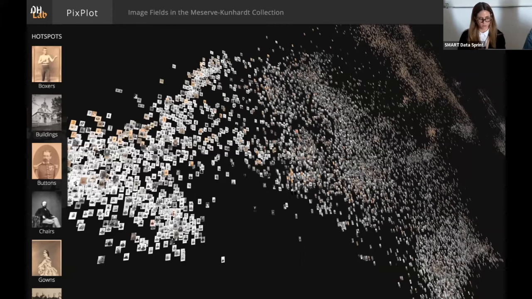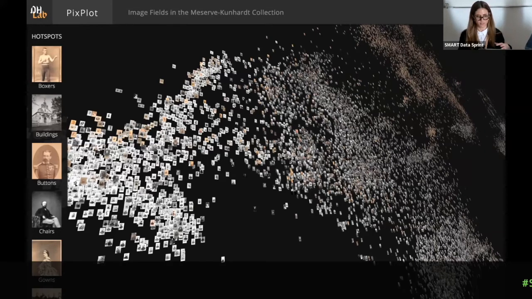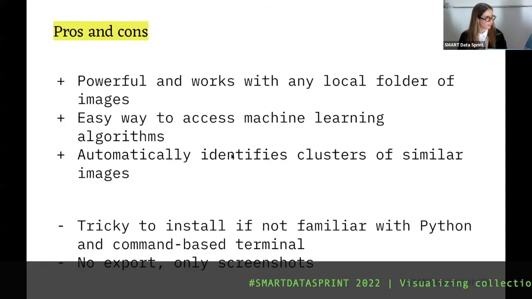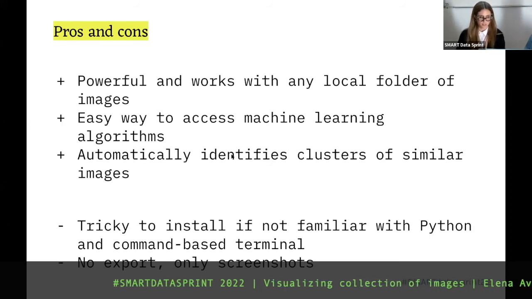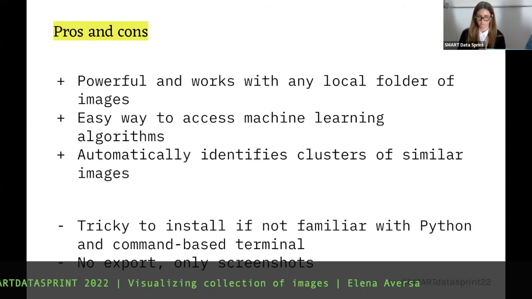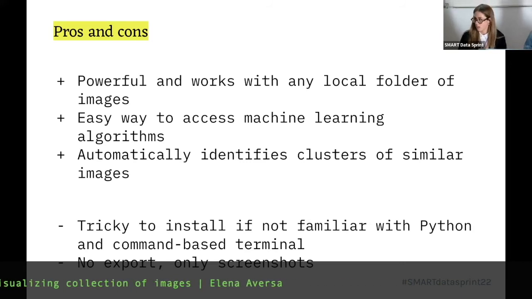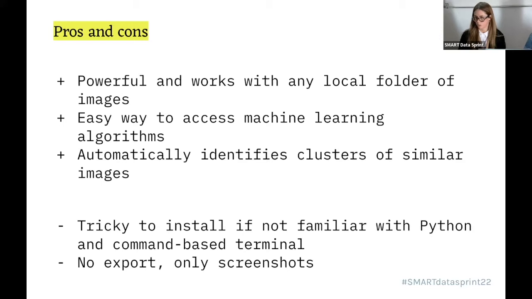It shows on one side the map of similarity, so you have all the pictures mapped depending on the similarity of the content. And on the left, you have the different clusters in which these images are divided. Pixplot is a very powerful tool when you have to work with large collections of images. So if you have a folder with 3,000 images or even more, this is the right tool to use if you want to explore the content.